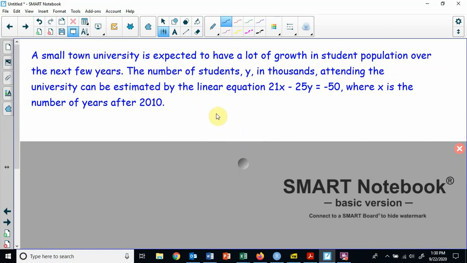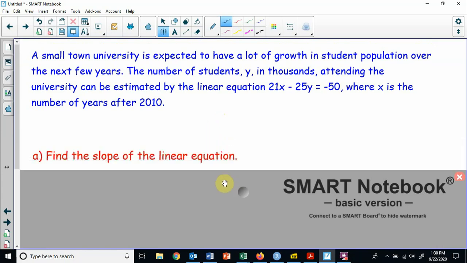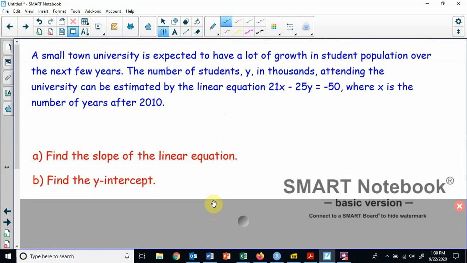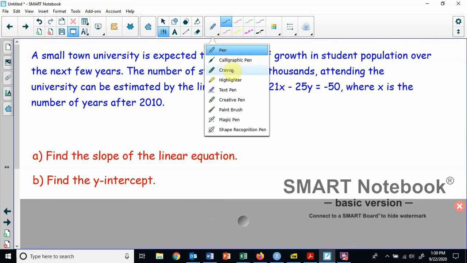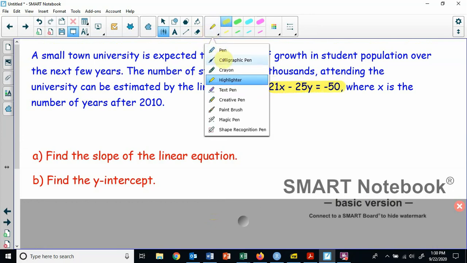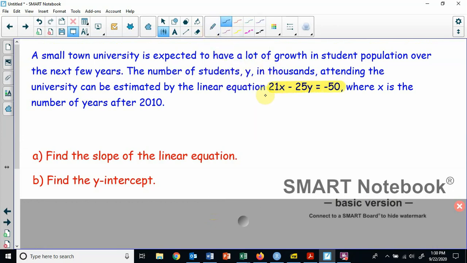It's just a setup. So now what we're going to ask you to do is, hey, can you find the slope and can you find the y-intercept? Right off the bat. And all we need to do, let's get a highlighter here, is take our equation, and we know how to find slope and y-intercept. I just need to get y equals, right? I just need to solve for y. So that's not too hard. We know how to do that.